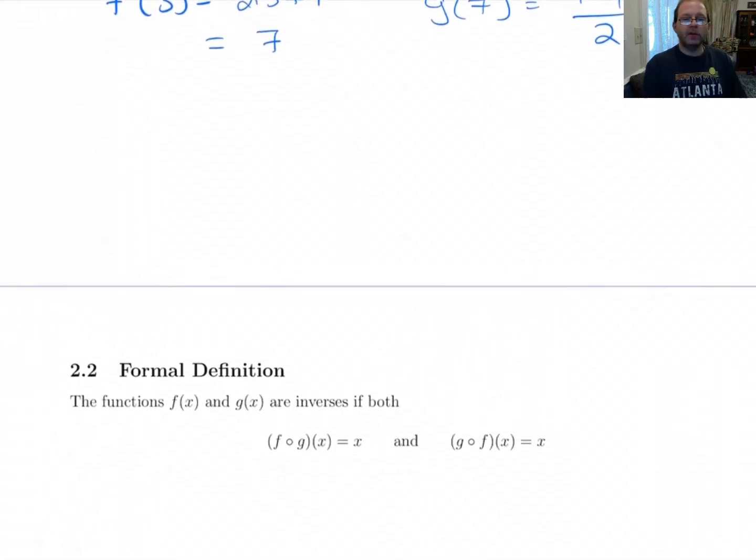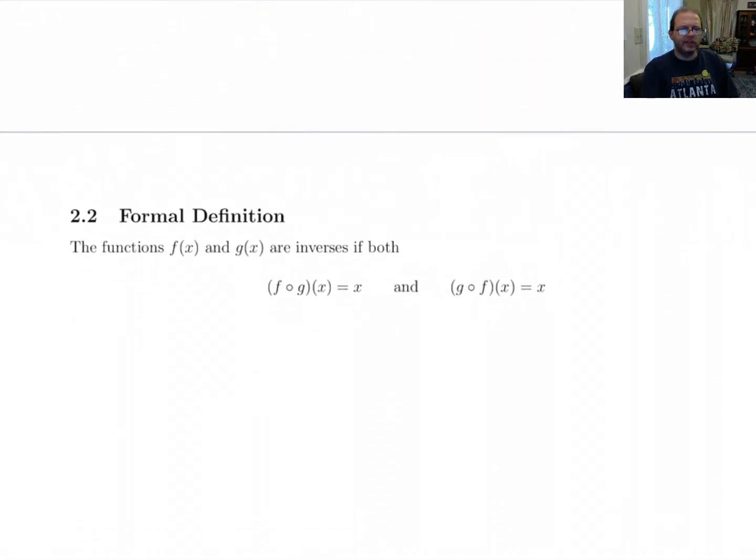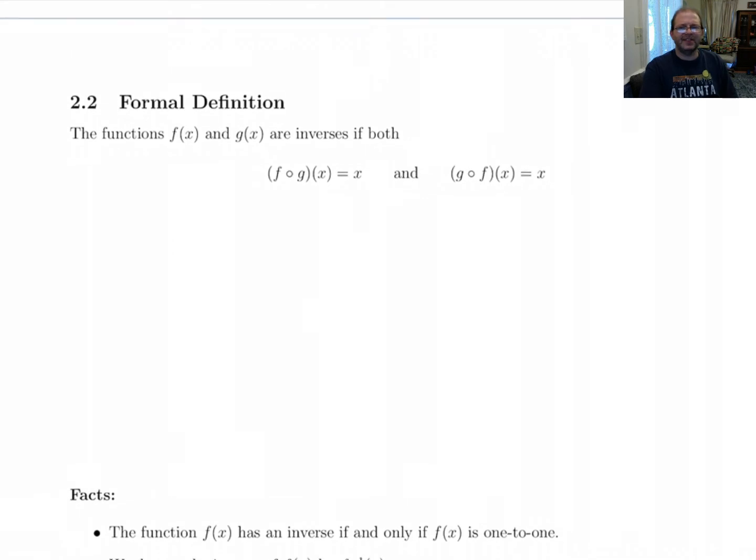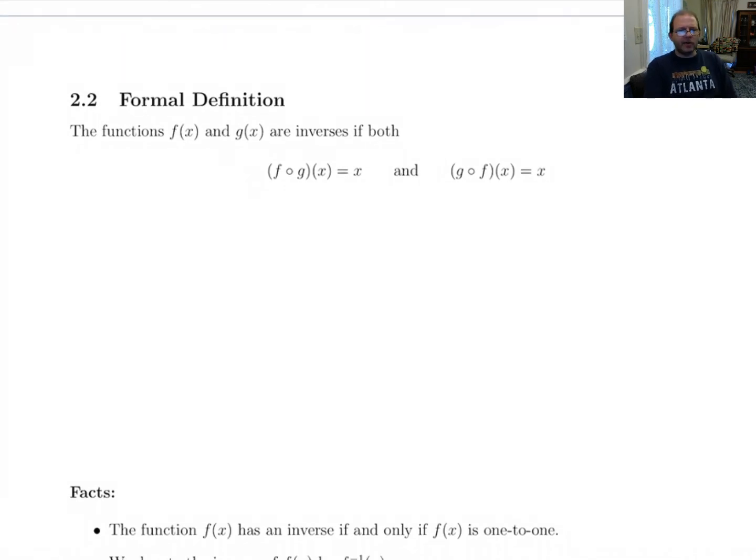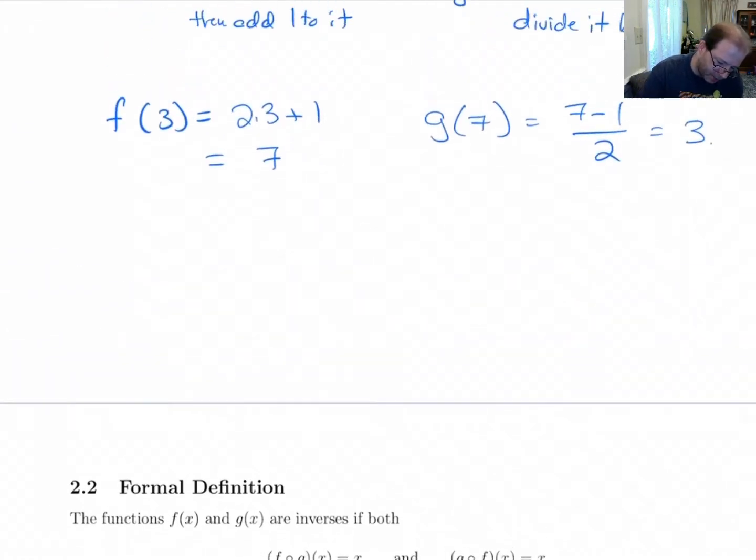All right. The more formal definition of this is really the same thing we just said, but just writing it out in notation. These two functions are inverses of each other if both f of g of x is x and g of f of x is x. So let's look at the example we had up here.